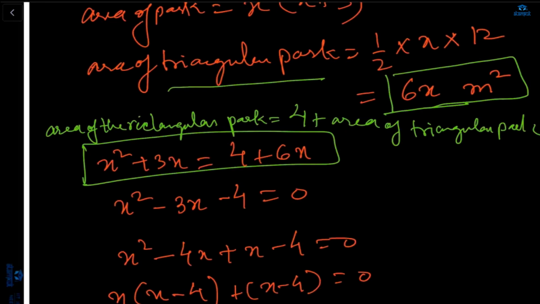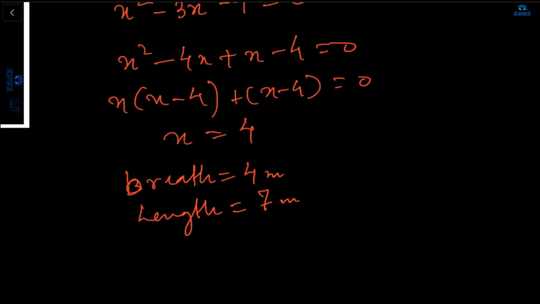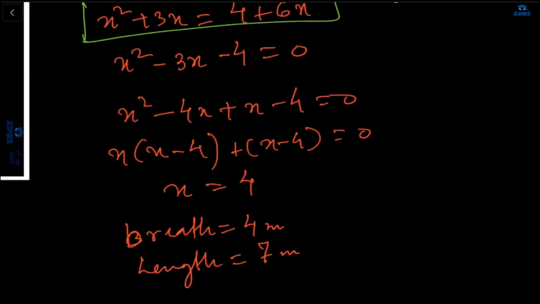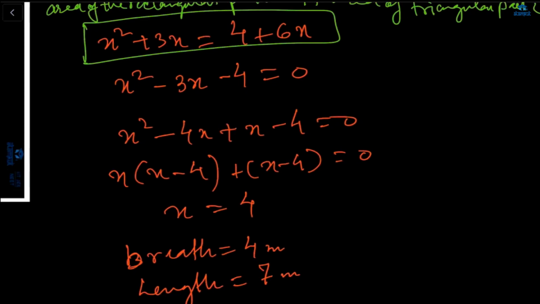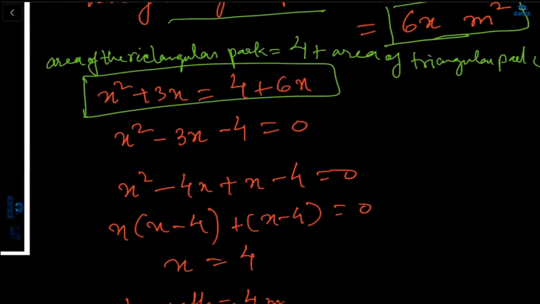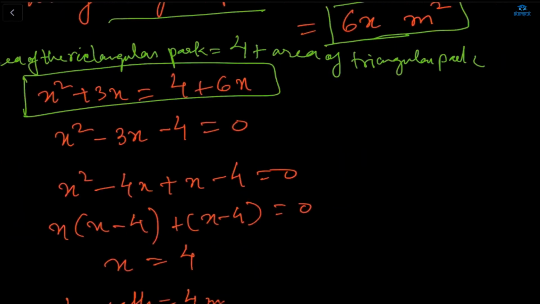Now after this, you can solve it with the help of middle term splitting or by quadratic formula. I got the value of x as 4. Now check the D, that is b square minus 4ac. B square will be 9 minus 4ac, where a value is 1 and c value is minus 4. Yes, am I right? Yeah, minus 4.